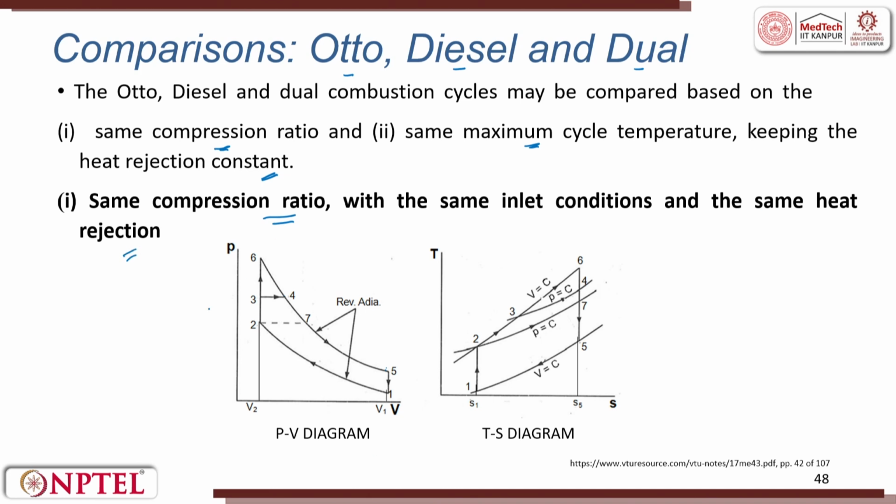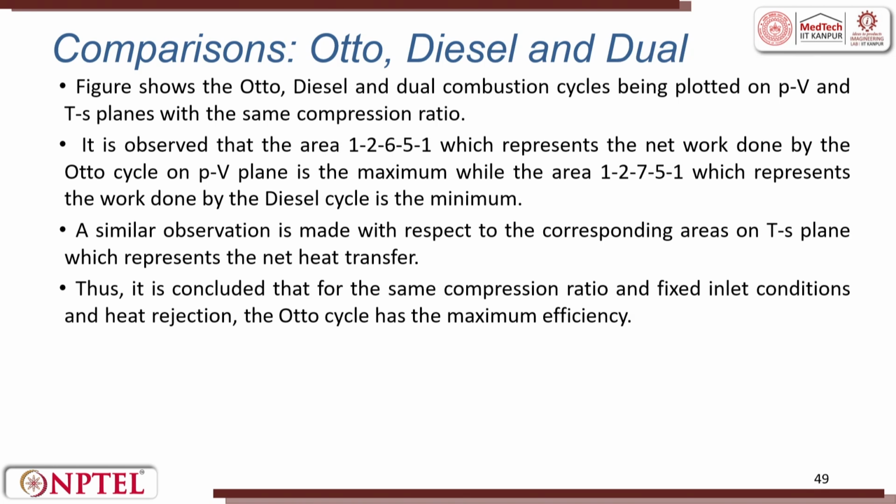We get the PV diagram. And this is the TS diagram, which corresponds to the same thing: 1 to 2, 2 to 3, 3 to 4, 4 to 7, 7 to 1, and 1 to 2, 2 to 7, 7 to 5, 5 to 1. So, the figure shows the Otto, diesel and dual combustion cycles plotted on a PV and a TS diagram plane.